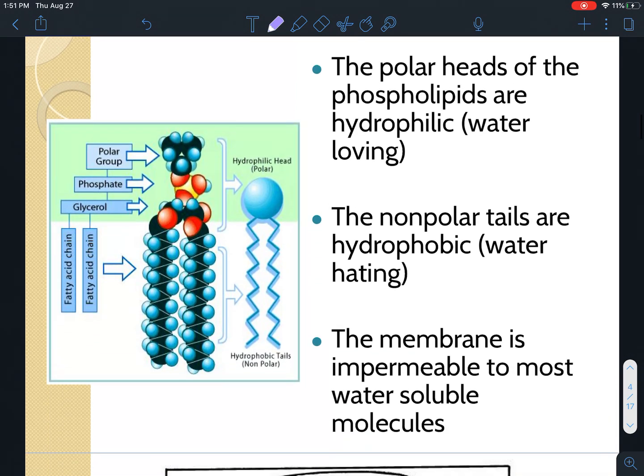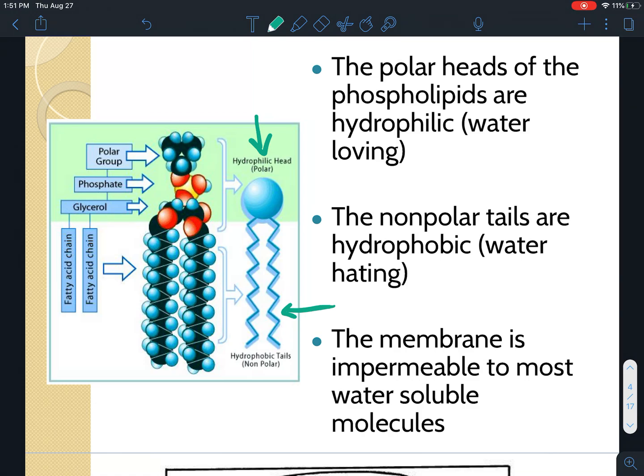So if we're looking at the phospholipids specifically, we want to note that the head, or the ball, is a phosphate. It is polar, and we call it hydrophilic. And then the tails are the lipid part. The tails are non-polar, and we say that they're hydrophobic.